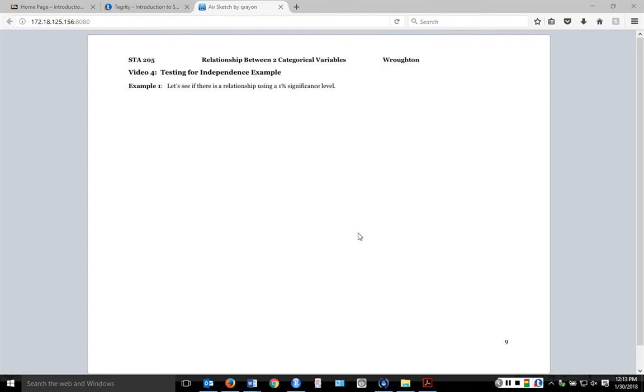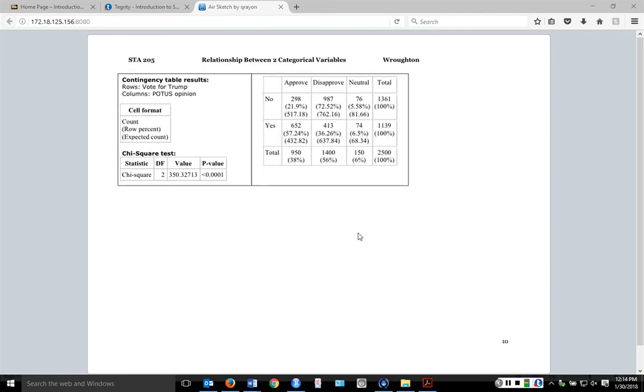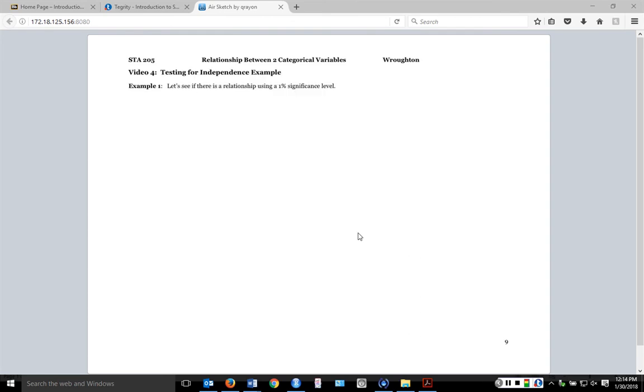So we're going to work with our example here, looking at how feelings about the president are related to having possibly voted for Trump or not. The output that we're going to need is on the next page here as well. So this is what I showed how to get before. So we're going to go ahead and go through our steps here.